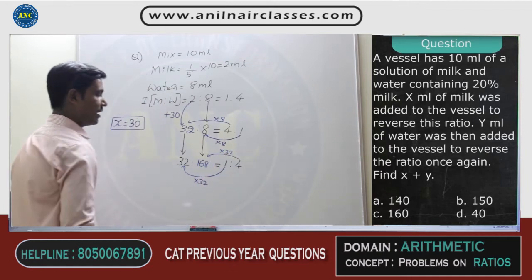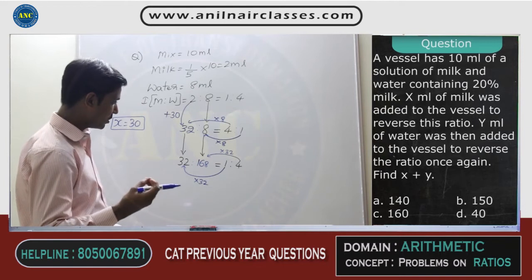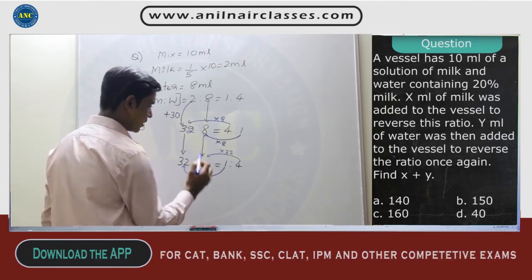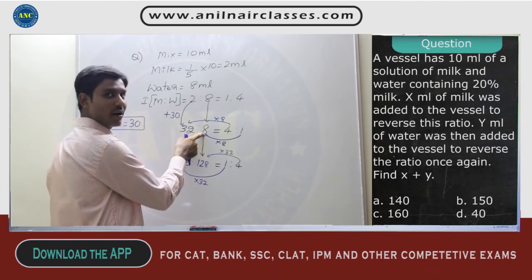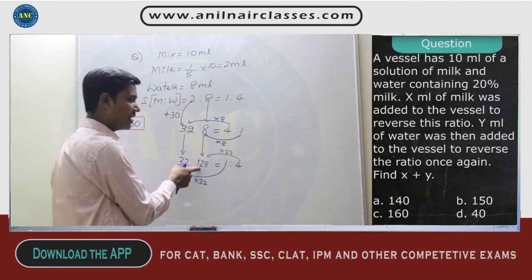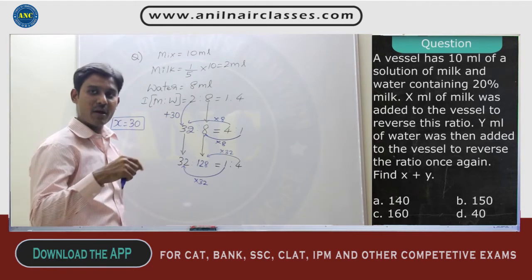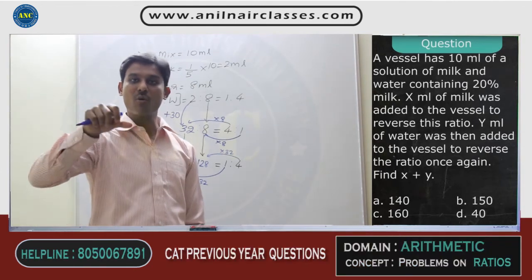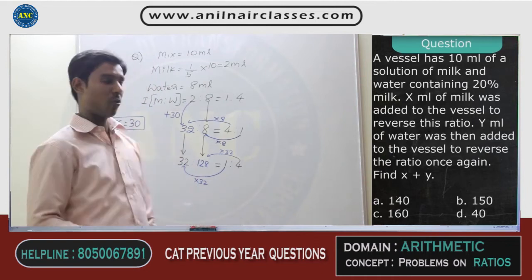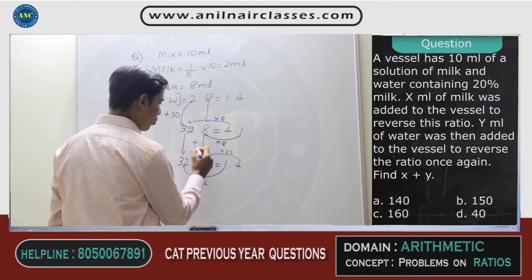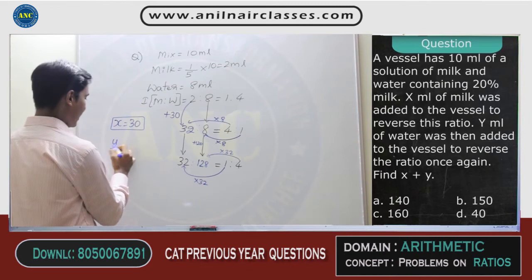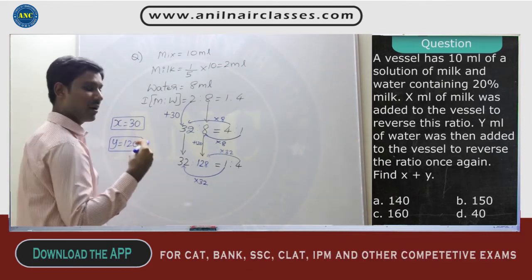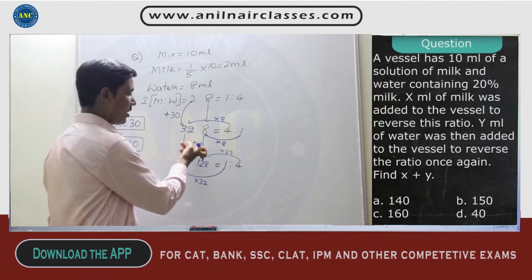That means earlier, 4 into 32 is how much? 128. Sorry, there is a mistake here. 4 into 32 is 128. That means earlier you had 8 ml of water. Now you have 128 ml of water. For 8 ml of water to become 128 ml of water, how much extra water you need to add? 120 ml of water you need to add. That means Y value is nothing but 120, right? Y value is nothing but 120, because they are telling in the question that Y ml of water is added. That means 120 ml of water is added.